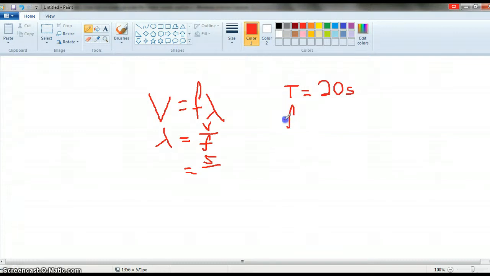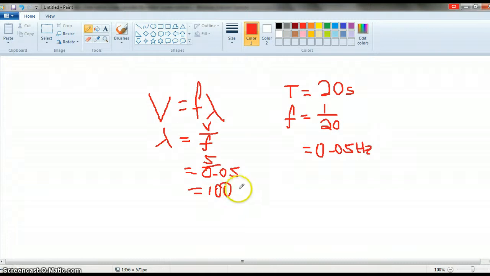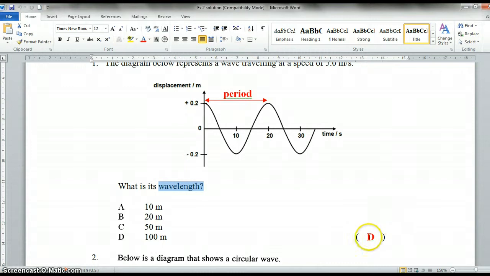We know that frequency is equal to 1 over period. 1 divided by 20 is 0.05 Hertz. Frequency is 0.05 Hertz. Substitute this value into the formula: 5 divided by 0.05 is 100 meters. And hence the answer is D. Let's move on.